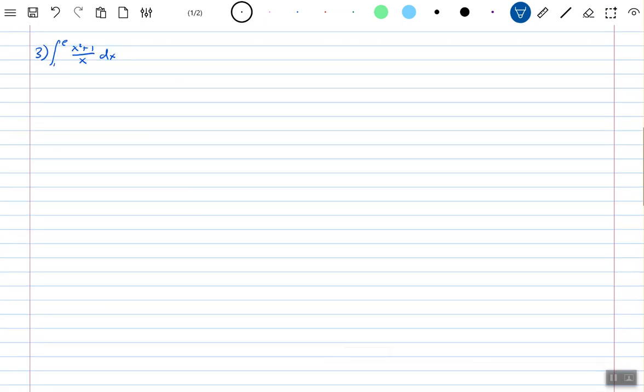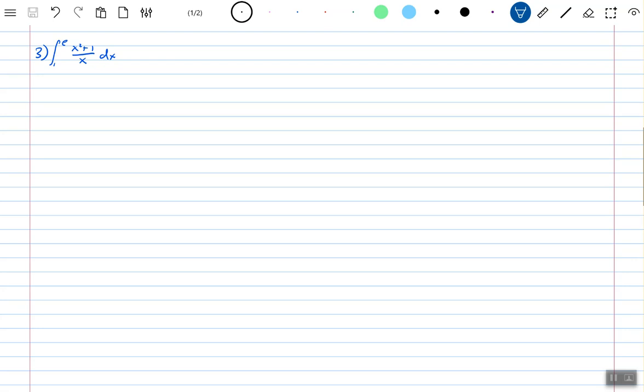All right, example number 3. The integral from 1 to e of (x squared plus 1) divided by x. So we're taking the integral from 1 to Euler's number e. Remember that it's that transcendental number, that irrational number. It's like pi, but better. Of the function (x squared plus 1) divided by x.